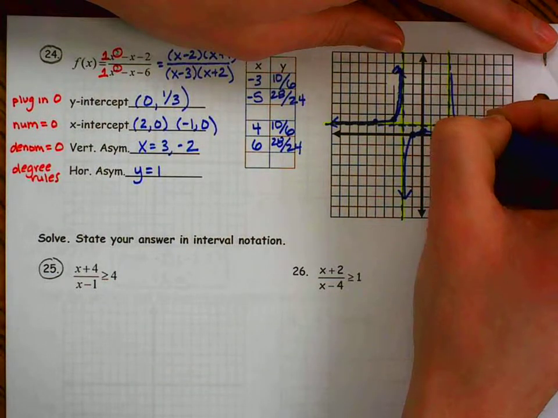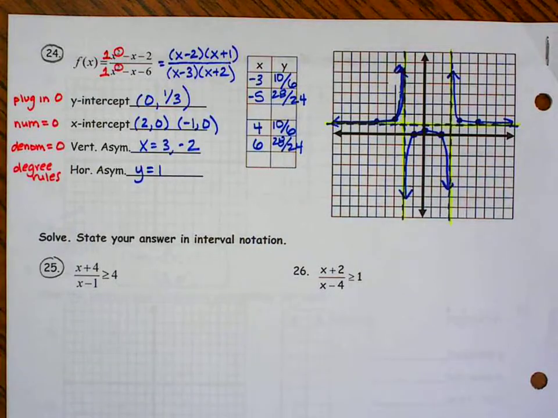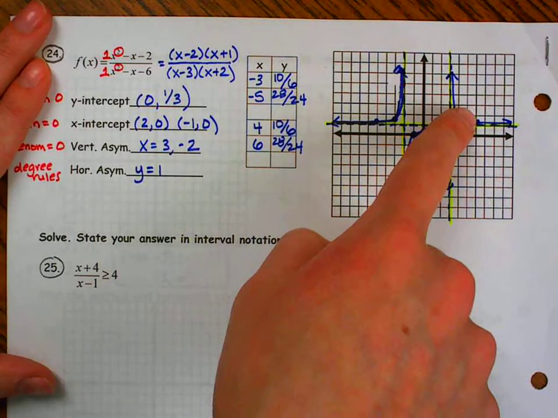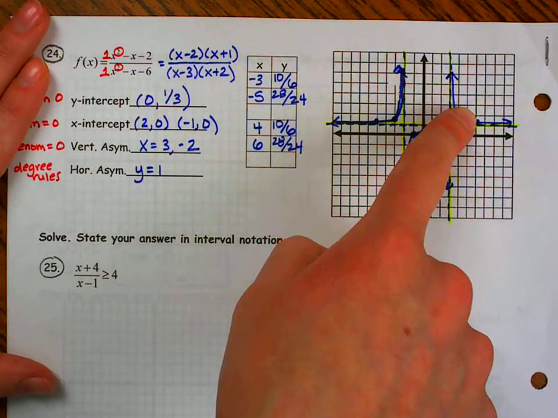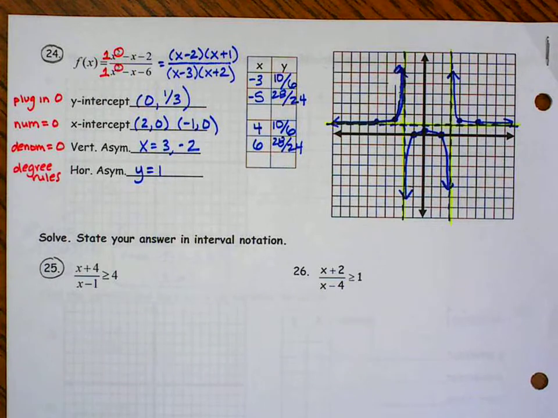And I'm just going to connect those. I'm going to hug that asymptote, hug that asymptote. That one looks better. So there's my graph. Looking for, I need at least 2 points in each section. And then you should be correctly above or below, and then you're going to hug the asymptotes. So there's number 24 for you guys.